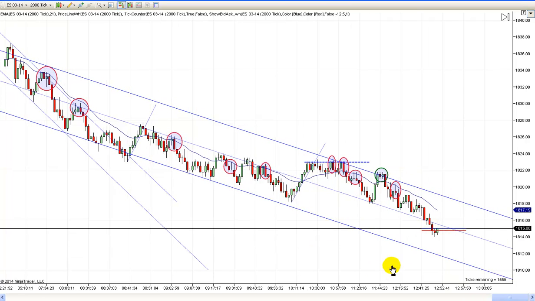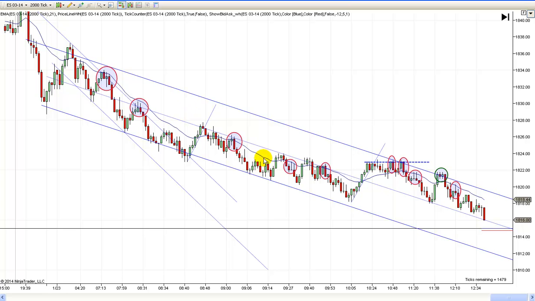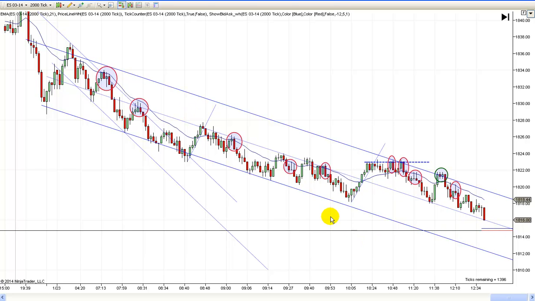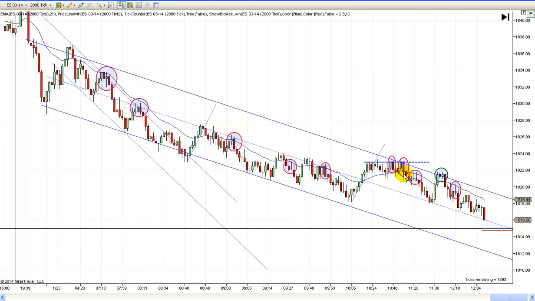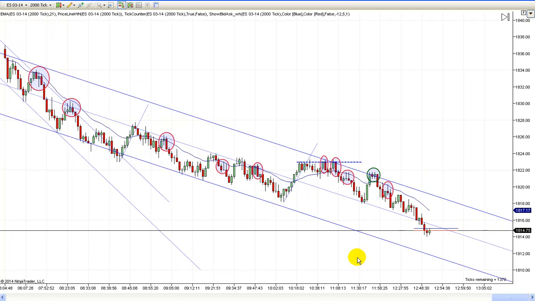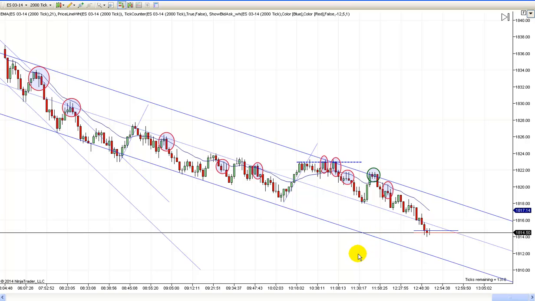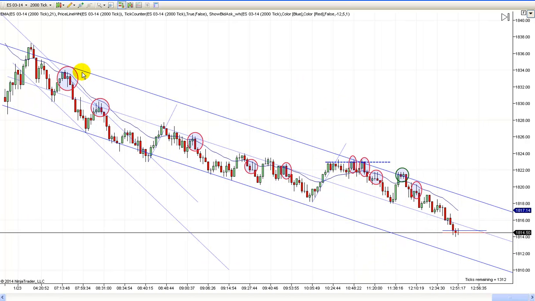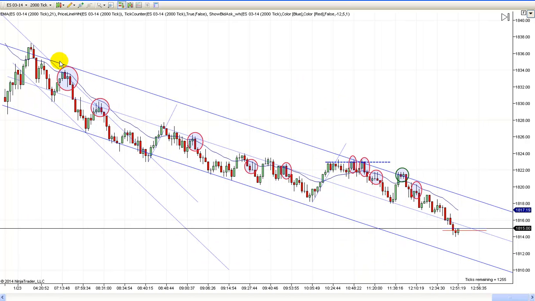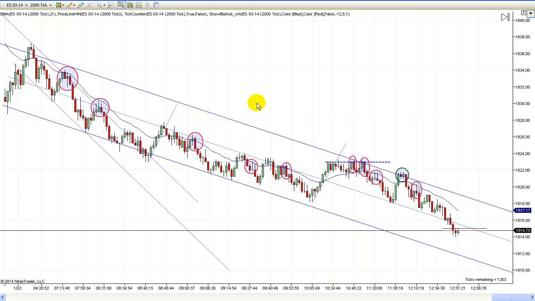Stay with the trend. I mean, this is an obvious trend. Everything's pointing down. You're going to have some corrections in it, but as long as we're inside this channel, I would stay with it. But you can see the number of trades there, and like I said, this was a really good day for me.